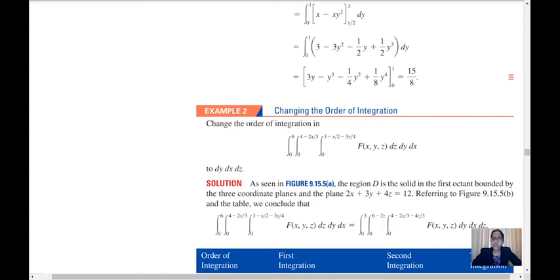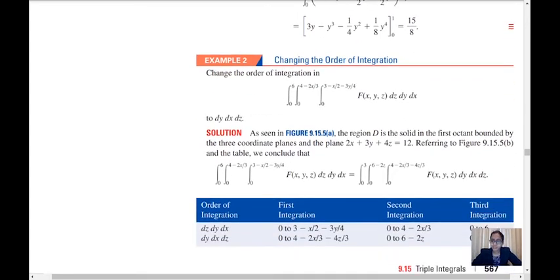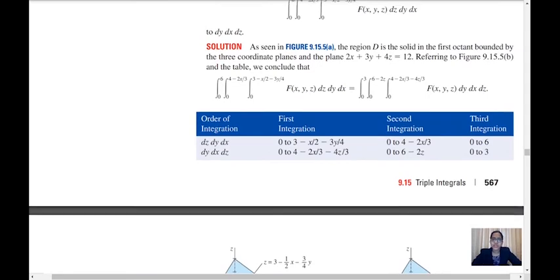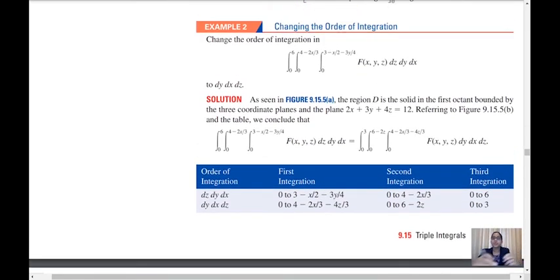Now we'll discuss just one more example, that is changing the order of integration. Here, change the order of integration in the integral: 0 to 6, 0 to (4 minus 2x) by 3, 0 to 3 minus x by 2 minus 3y by 4, f of x y z dz dy dx, to dy dx dz. So the original order is dz dy dx. We have to convert it into dy dx dz.